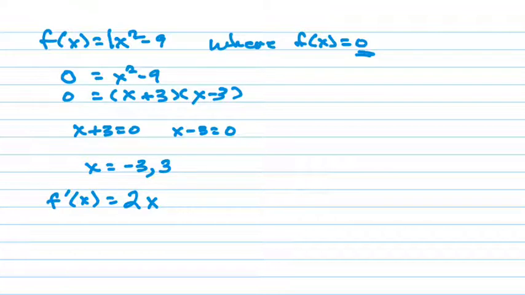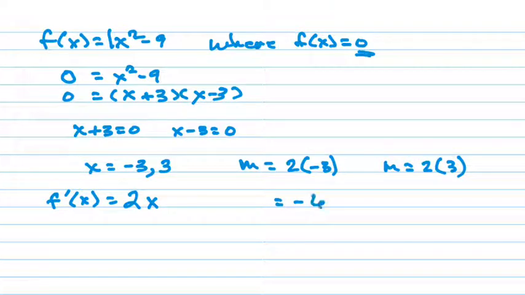But I have two x values. So I need to find the slope for both of them. So it's 2 times negative 3, and then the slope is 2 times positive 3. So that gives me negative 6 and what?